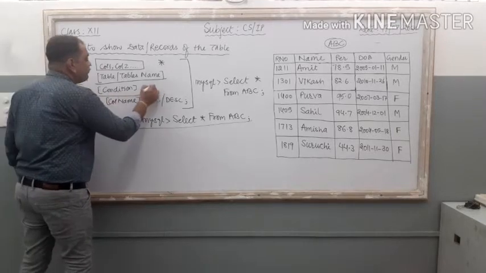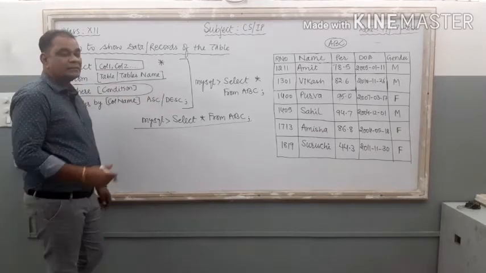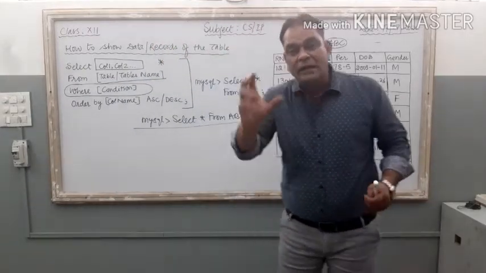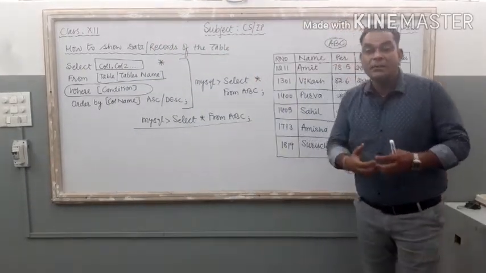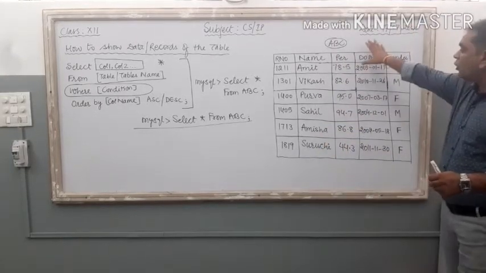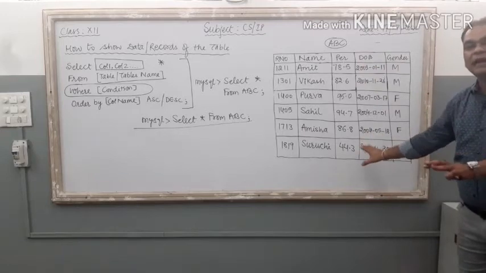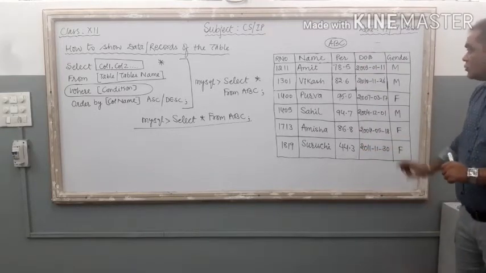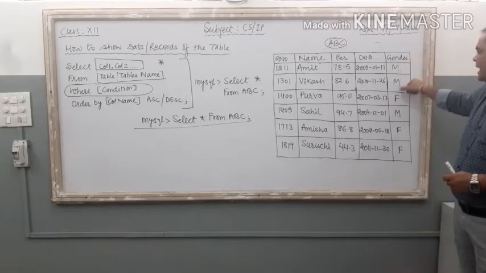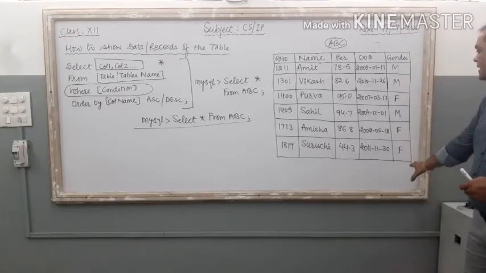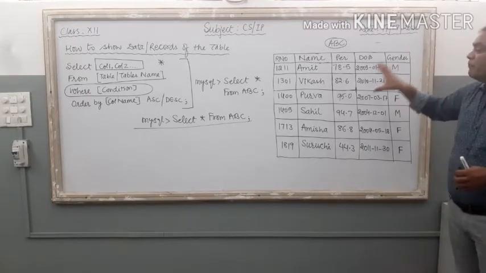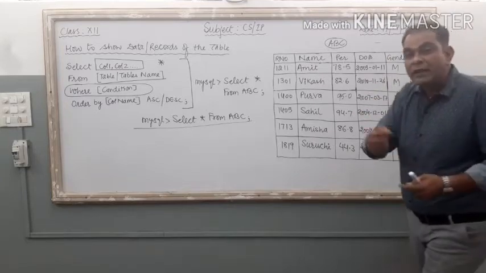What is the role of the where command now? What is the role of the where command? Where means if you want to show some filtered records only. Filterization means it is based on a specific condition. Suppose I want to show only male candidates' records from the table. Clear? So I put the filterization on the gender column. The gender column contains male, female. This data is there in the gender column. So if I want to show records of the male candidates only, what will be the command?